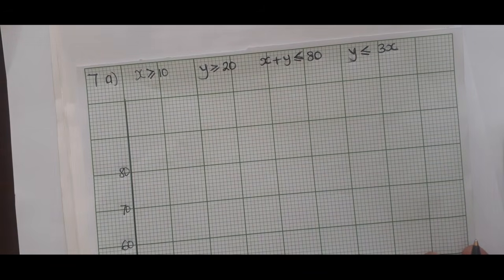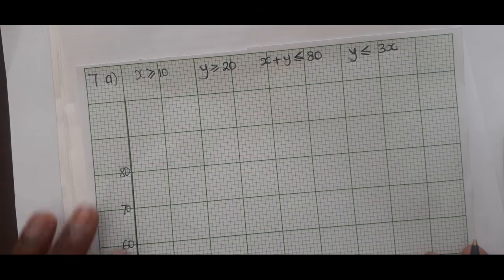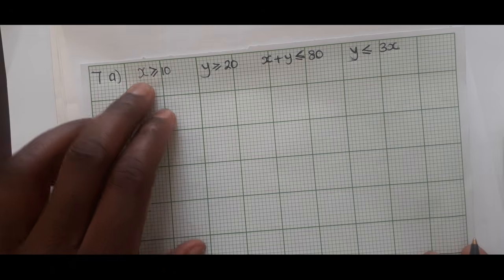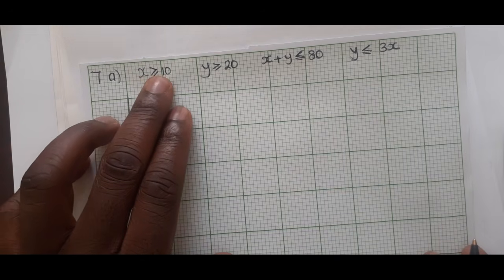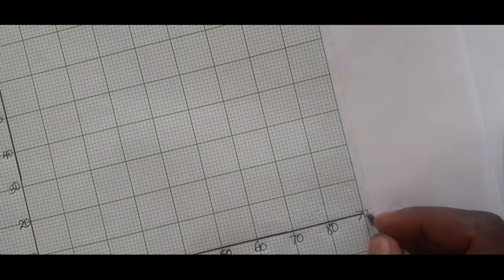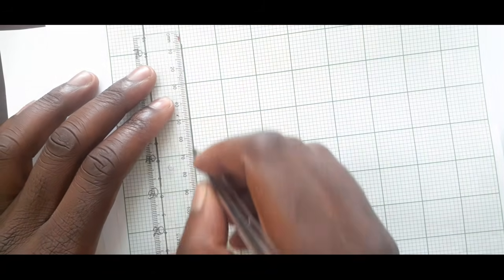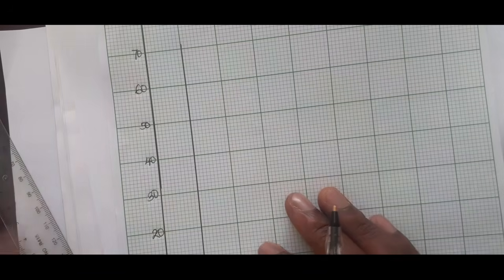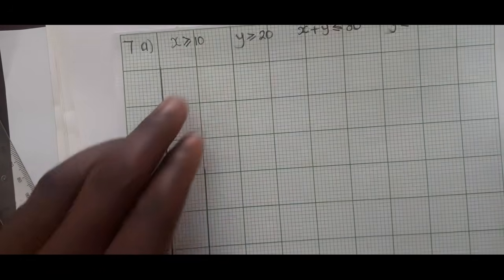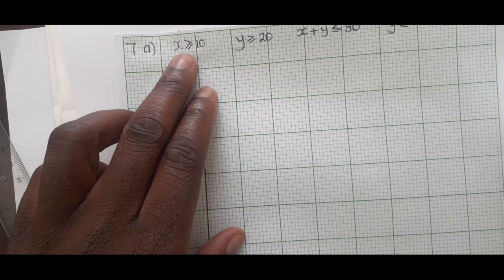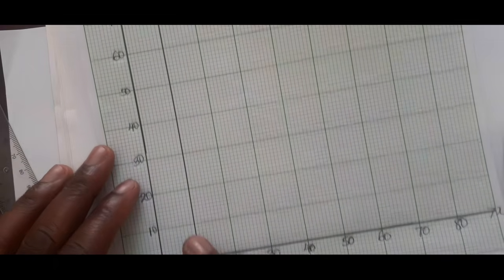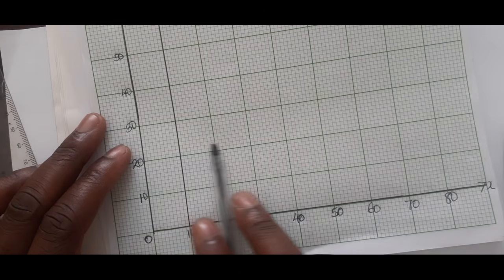Now when we are graphing, we'll be treating these as equations. So the first one, in terms of an equation, is x equals 10. The x-axis is the horizontal one. So where do we have 10 on the x-axis? It's this one here. So we draw a vertical line here, and it must be solid because of the bar there. Then greater than or equal to.